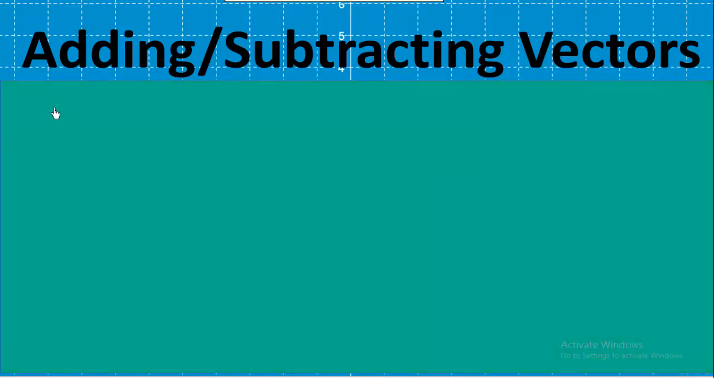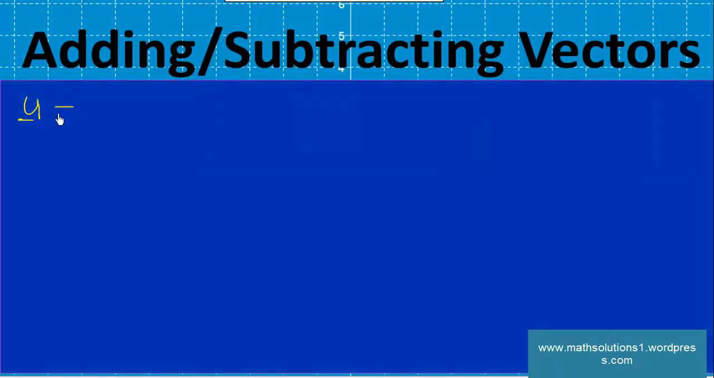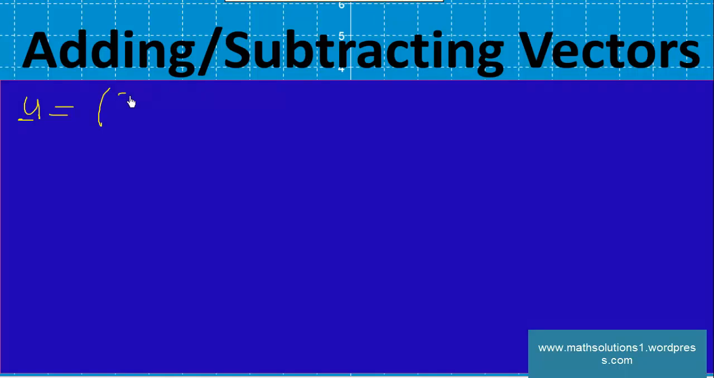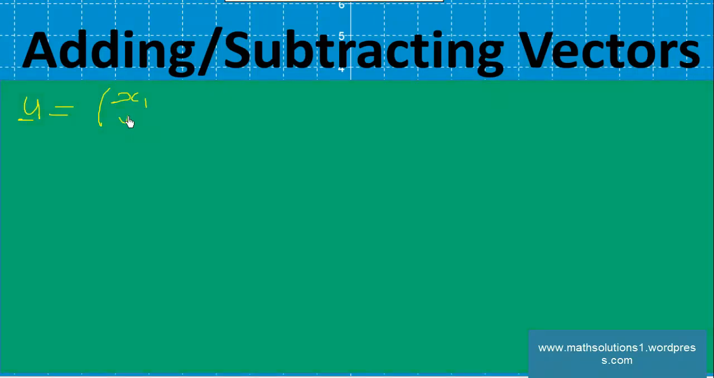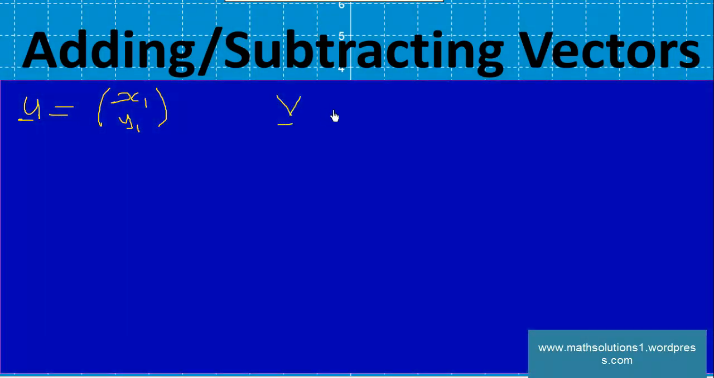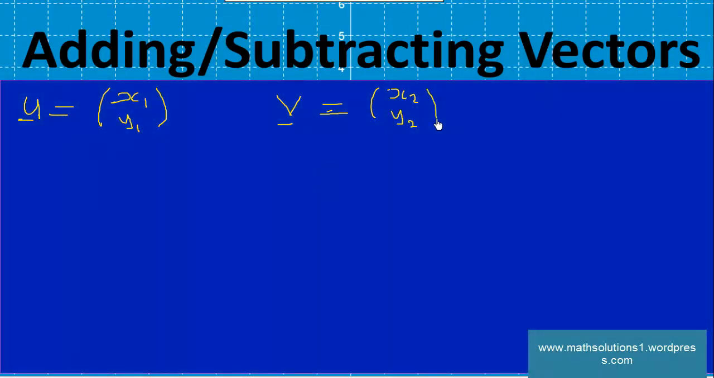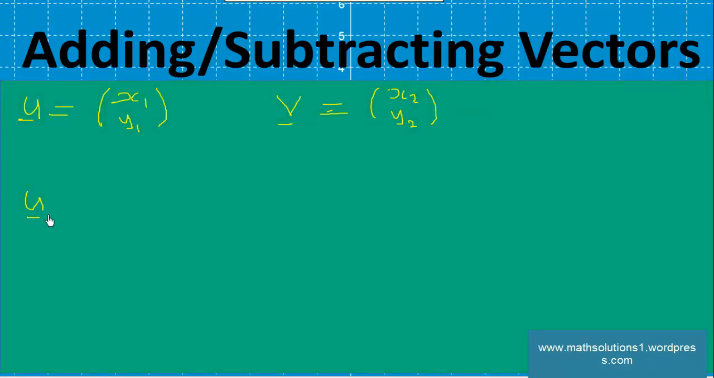Let's say we have two vectors. Vector u is equal to (x1, y1), and vector v is equal to (x2, y2). Then we can add the two vectors, u plus v.